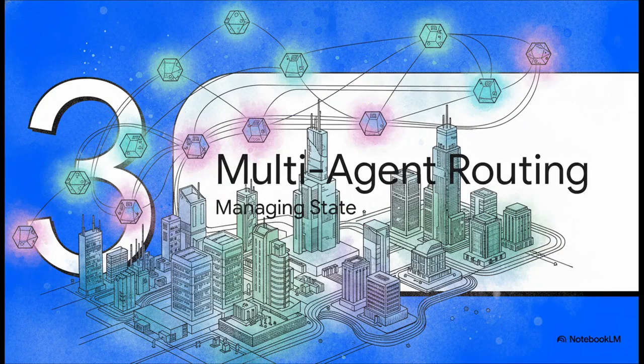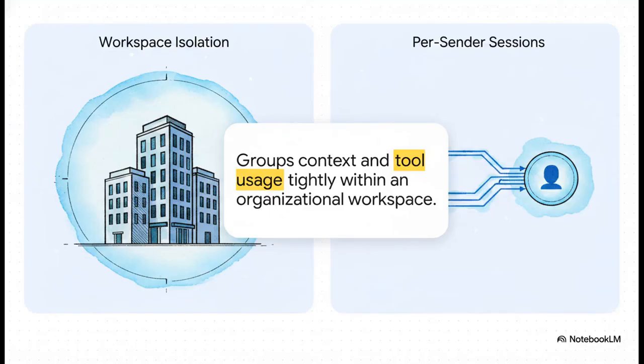Section 3. Architecture and multi-agent routing, managing state. State management is arguably the most critical vector when dealing with multi-agent routing. OpenClaw handles this by explicitly offering two distinct paradigms. First, workspace isolation. This approach tightly groups your agents, tool usage permissions, and context boundaries within a defined organizational structure. It is tailor-made for enterprise deployments where whole teams need shared access to a specific suite of tools.